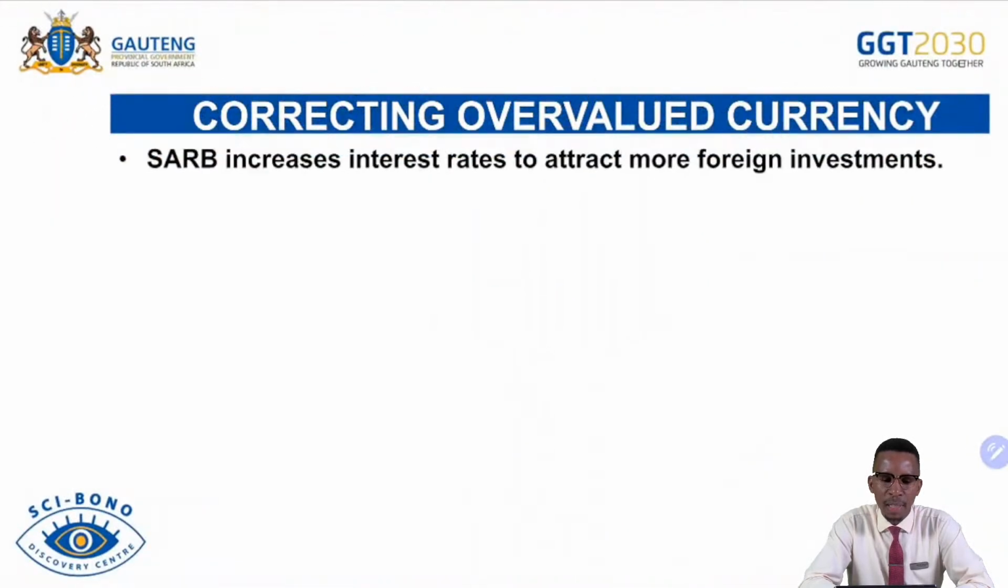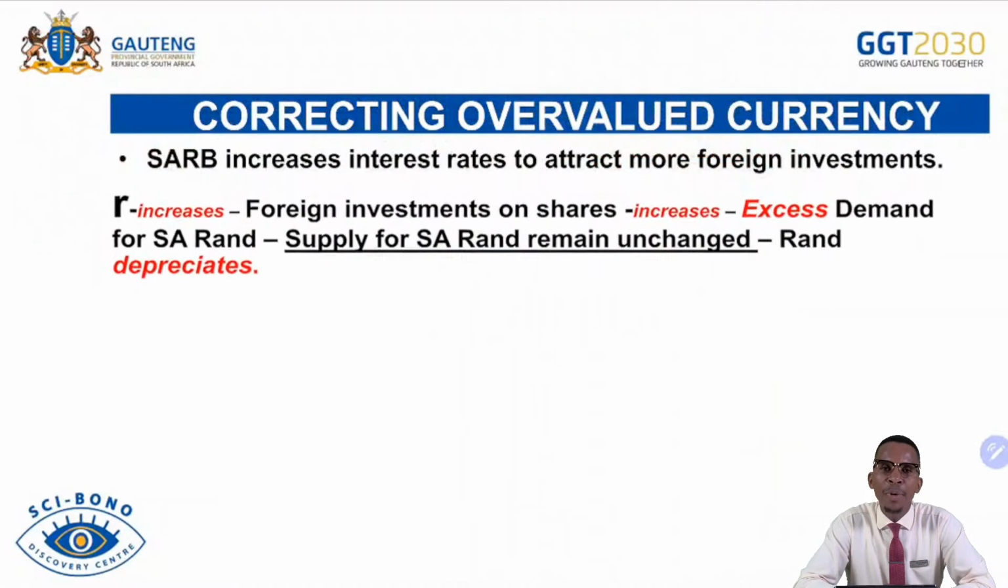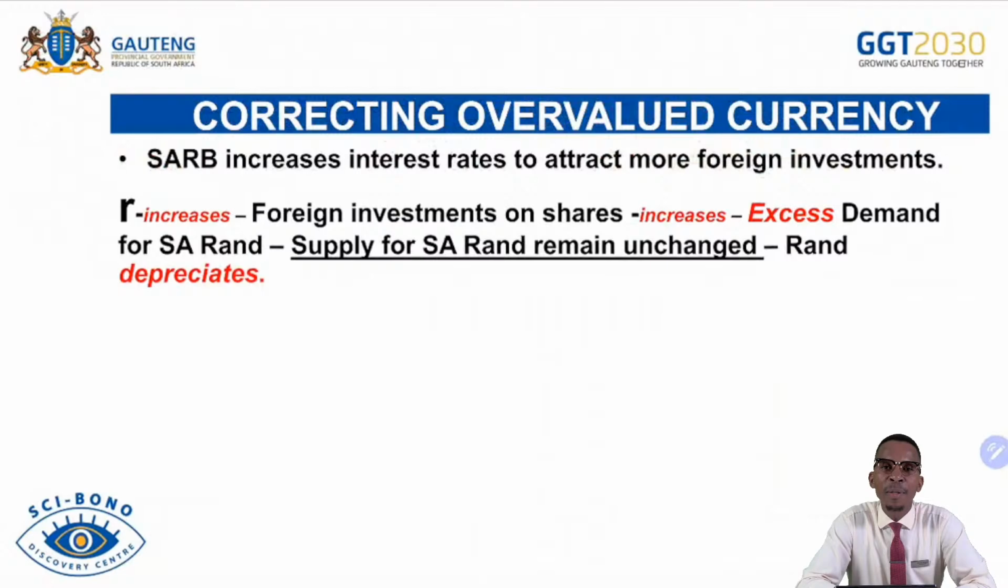Correcting the overvalued currency. The South African Reserve Bank increased the interest rate to attract more foreign investment. Remember, if the Reserve Bank increases interest rates, investors investing in South Africa from abroad on portfolio investment and the financial account will be attracted to invest the most, because they will now earn more returns on their investment as they purchase shares. So the interest rate will be increased. The R stands for interest rate.